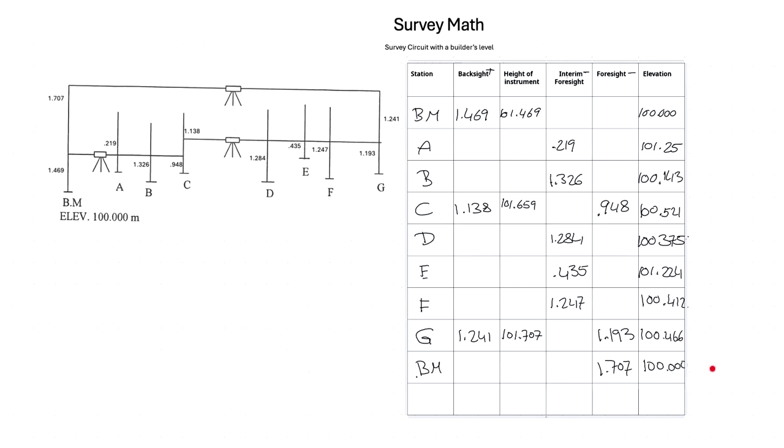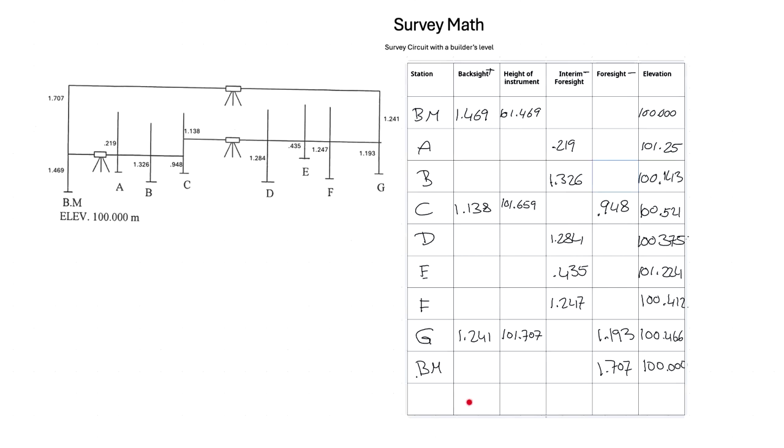Now, sometimes or often you might not start and finish at the same point. So there's a different way that we can double check our math. And that's why we have a backside column and a foresight column. So I want to add up the backside column on their own, and I want to add up the foresight column on their own. And when we subtract one from the other, it will give us the difference in elevation from our starting point to our end point. Okay, so let's put this in the calculator.